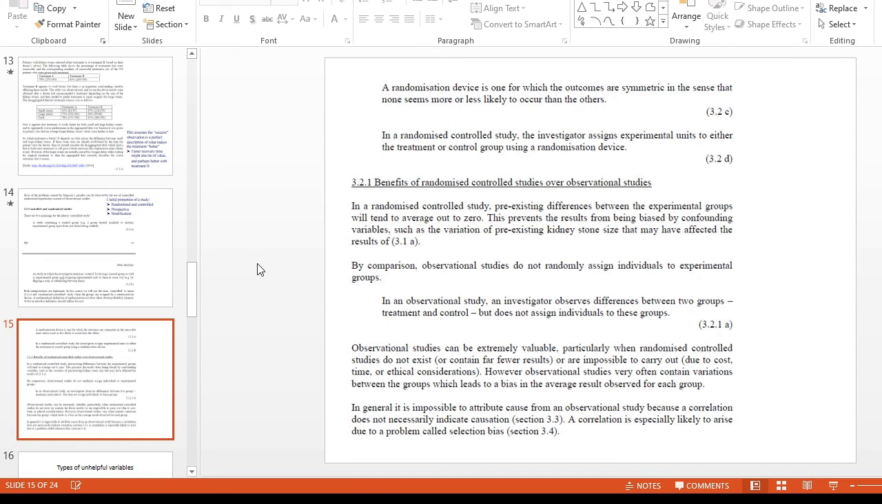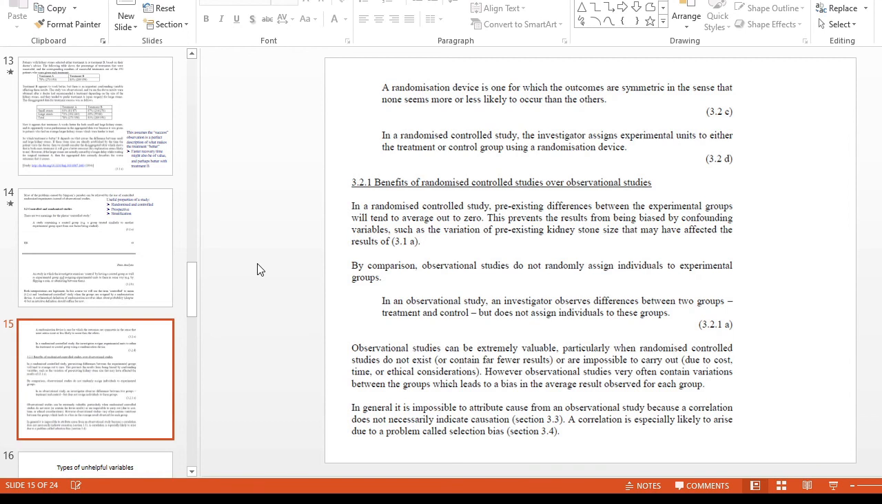By comparison, what we often have to work with are observational studies. We often get data from this. These do not randomly assign, or did not randomly assign, individuals to experimental groups. Observational studies can be valuable because often randomized controlled studies do not exist, or they contain few results, or they're impossible to carry out because of cost, or time, or ethical considerations. It's not possible to do a randomized controlled trial when you believe one of the treatments is not as good as the standard of care, for example.